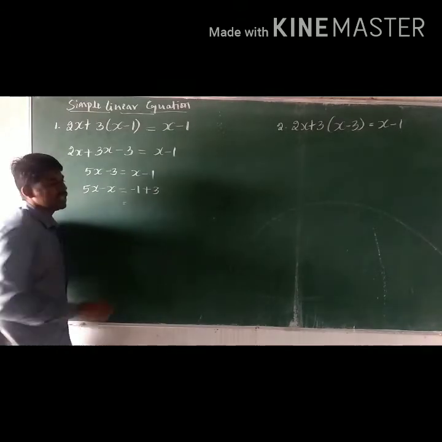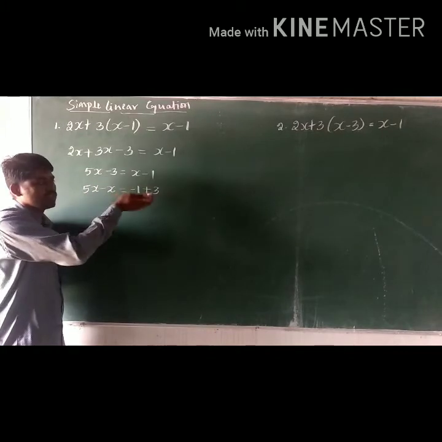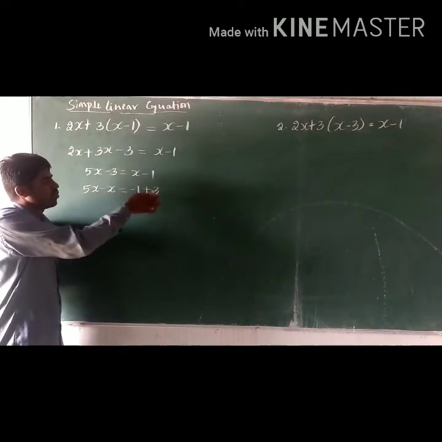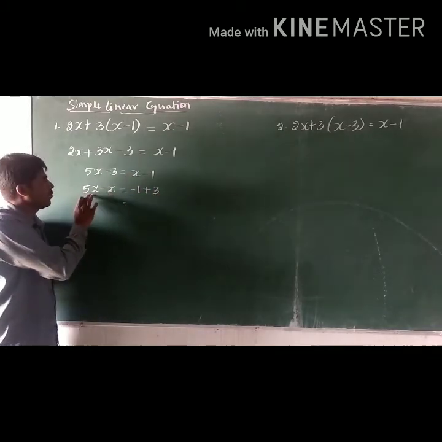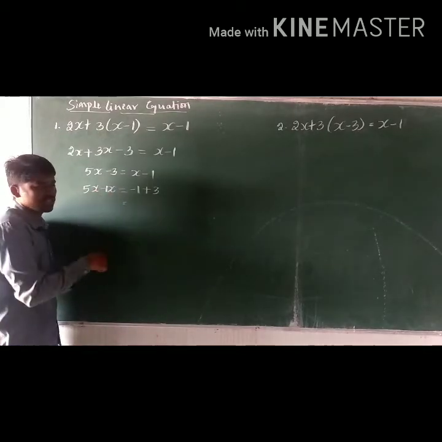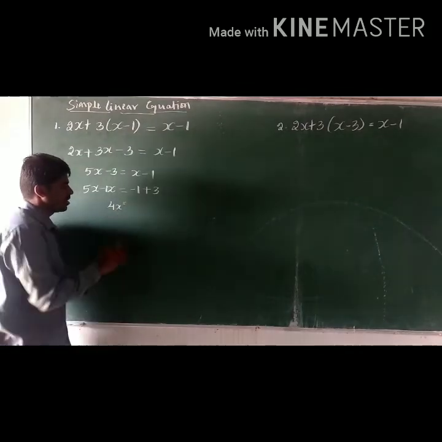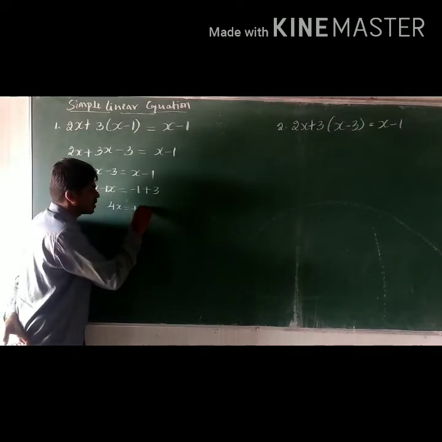Any variables or values you can transfer to the opposite side of the equals sign, and that symbol should change. That's why the minus 3 will go to plus 3. Now plus x will go to minus x. Now 5x minus, okay, the x that is there we can consider as 1x. Now 5x minus 1x, we get 4x is equal to minus 1 and plus 3, we get plus 2.